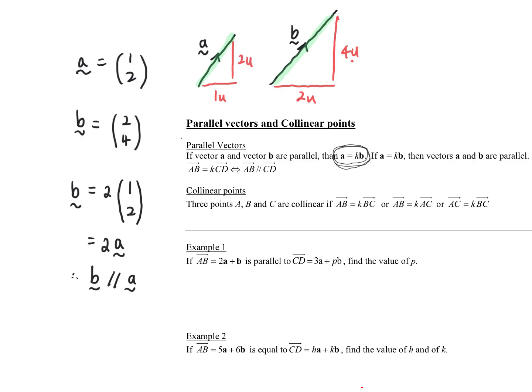So this whole sentence here, like some alien language, just means that if I have 2 vectors and I can express them as a multiple of each other, they are parallel. K is any constant number. So in this case, I found out that it's 2. But it can represent any constant number.